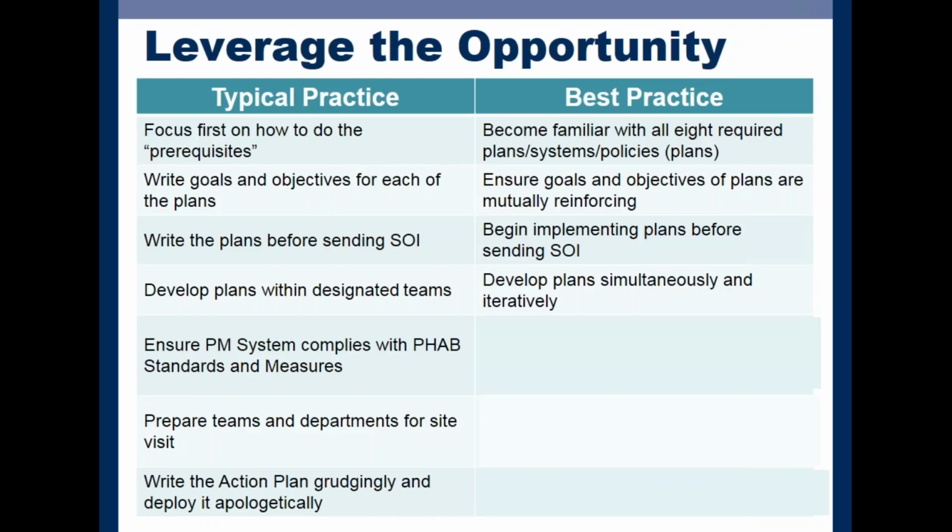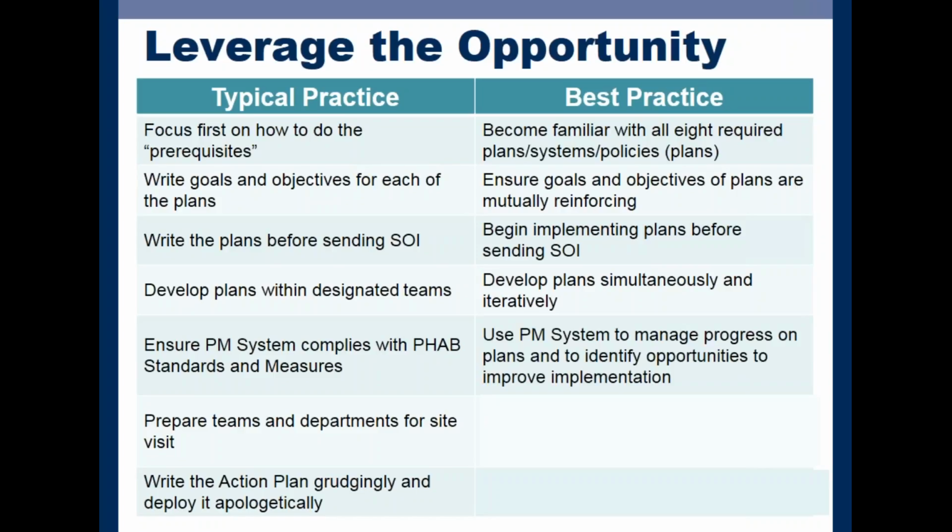You're going to, of course, think about ensuring your performance management system complies with PHAB standards and measures. Of course, you're going to do that. But what you ideally could do is use your performance management system, as I mentioned earlier, to manage progress on all of your plans and to identify opportunities to improve implementation as you go. Identify opportunities for quality improvement projects that might emerge from that.